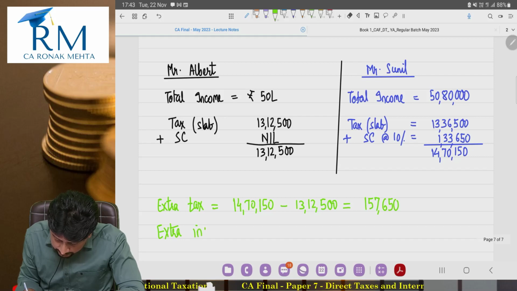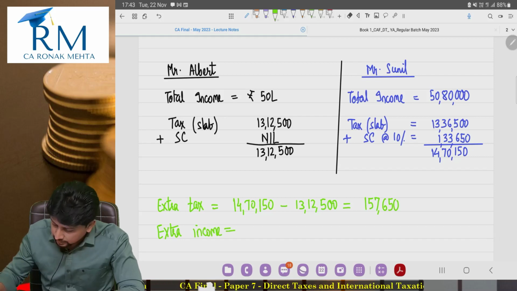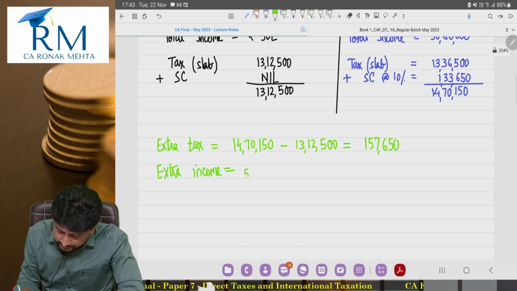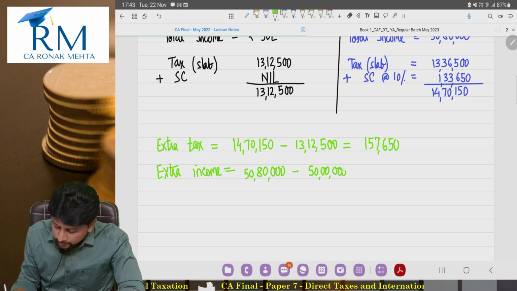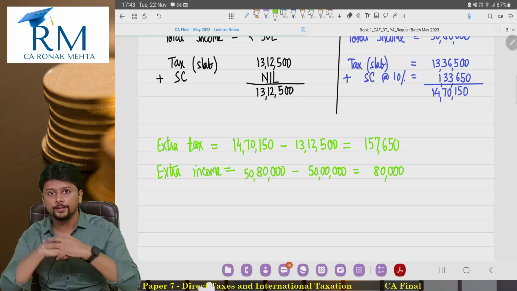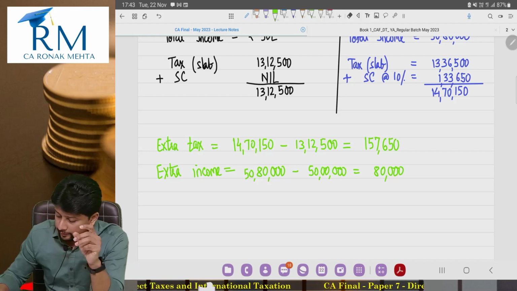1,57,650. And why is he supposed to pay this extra tax? He is supposed to pay this extra tax because he is earning an extra income. And what is his extra income? It is that 80,000 rupees of extra income, the income which exceeds the threshold. Now clearly, if you understand, this is unfair to Mr. Sunil.